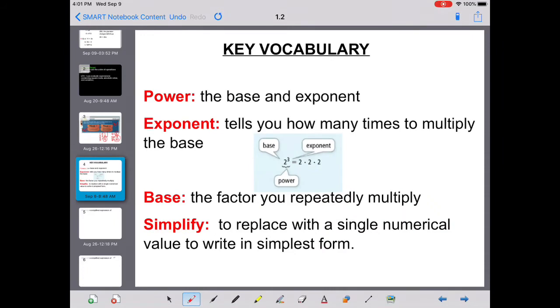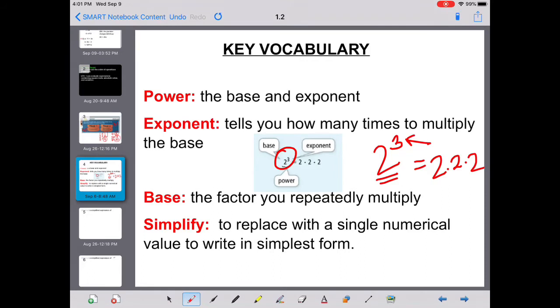Okay, at the top of your notes, you should have these 4 vocabulary words. Power is the base and exponent. This whole thing, this 2 to the 3rd right here, that whole thing is called the power. The exponent, which is actually the 3, just tells you how many times this number 2, or this base, is being multiplied. So that means there are 3 of the 2's. The base is this big number, and that's the one that you multiply repeatedly.